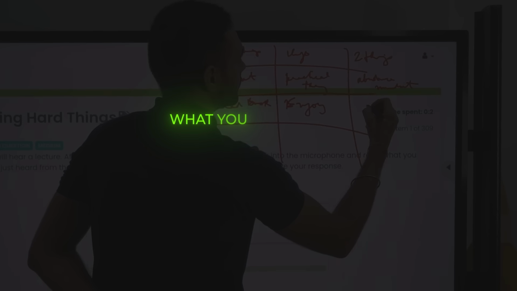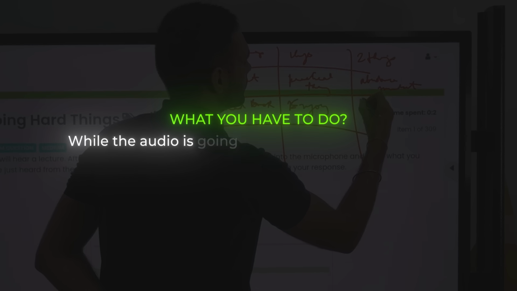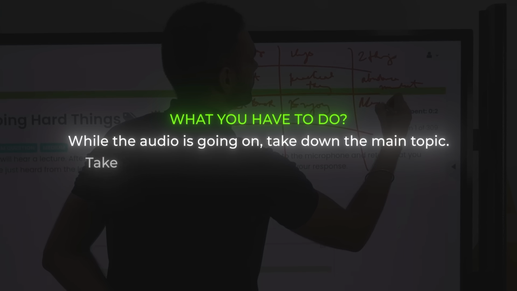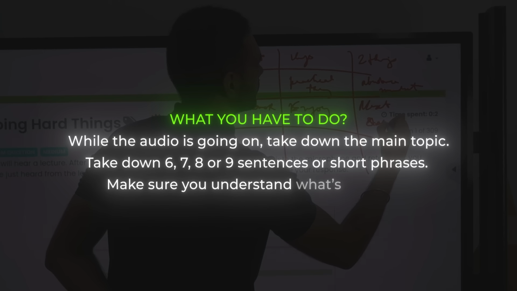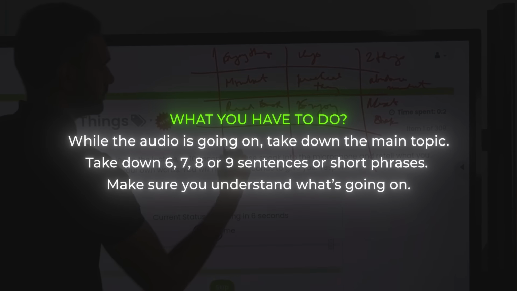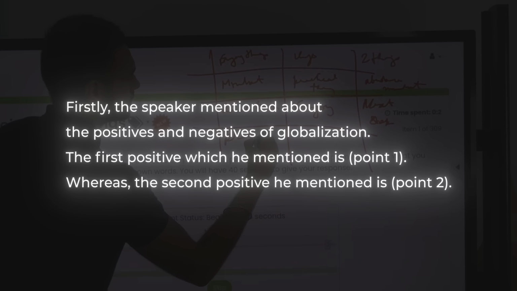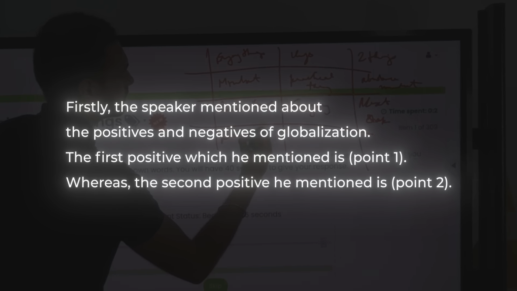So this is what you have to do in Summarise Group Discussion. While the audio is going on, take down the main topic, take down 6, 7, 8, 9 sentences or short phrases. Make sure you understand what's going on as well. It's very important you understand. If you don't understand, you'll not be able to frame up sentences. And then note down the last part.